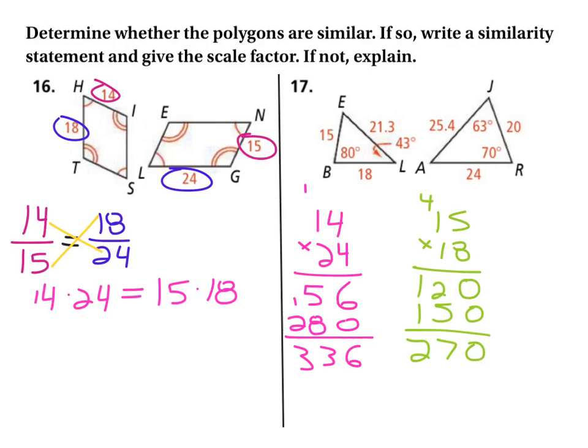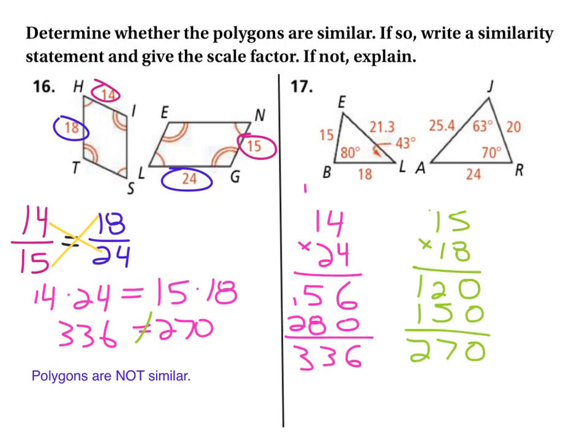Since they have different numbers in the ones place, doing all the rest of the math is not necessarily a bad thing to check, but it's not going to work out. So here we got 336 equals 270. And as we can see, that's not equal. And so we can say polygons are not similar.